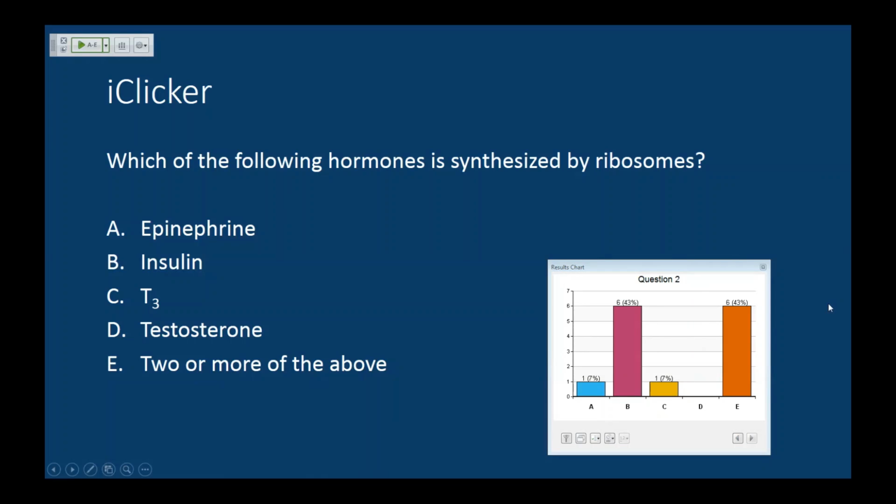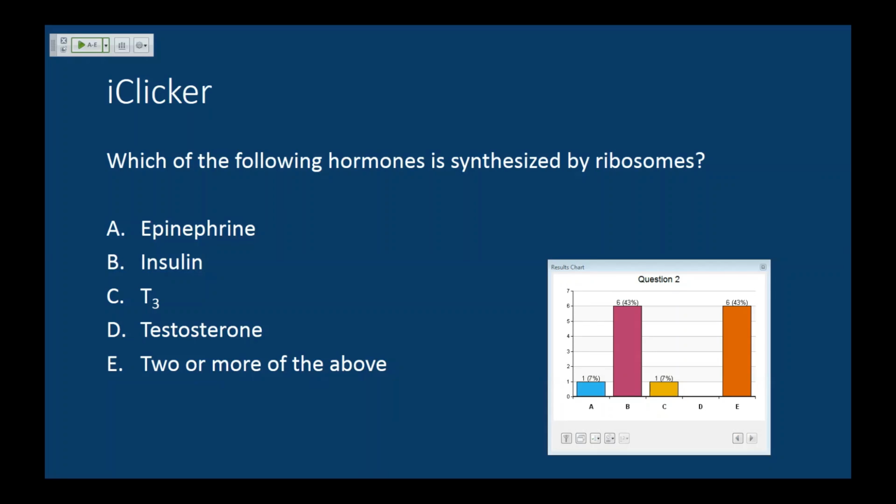Okay. So this one relies on a little bit more background information, but it's certainly a fair question. I'm asking you which hormone is synthesized by the ribosome. So you need to know what the ribosome does. The ribosome is responsible for the synthesis of polypeptides, or proteins. So there's only one hormone on this list that is a polypeptide, and that's insulin, choice B.